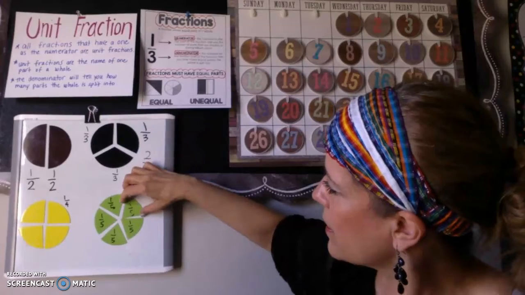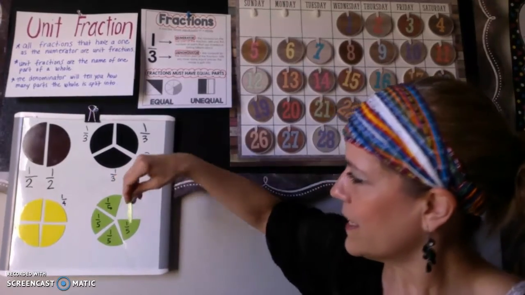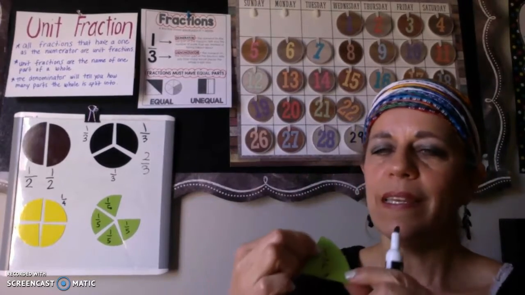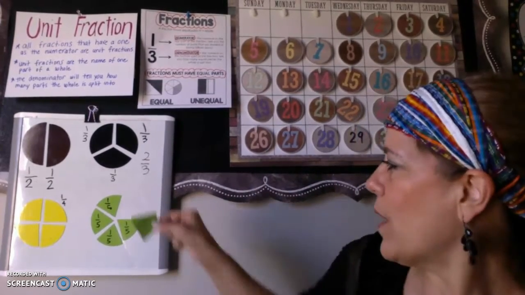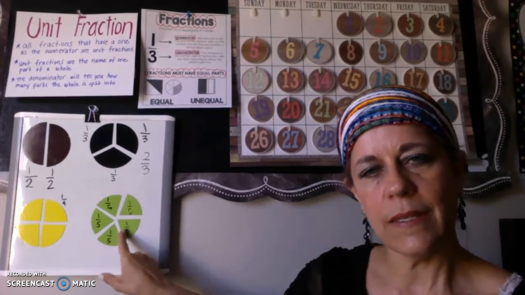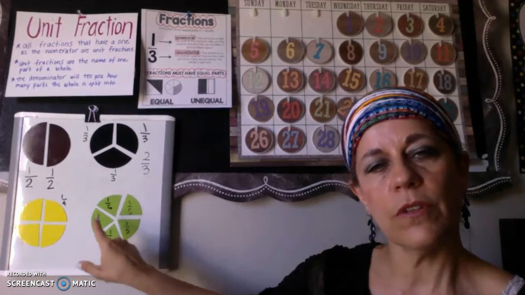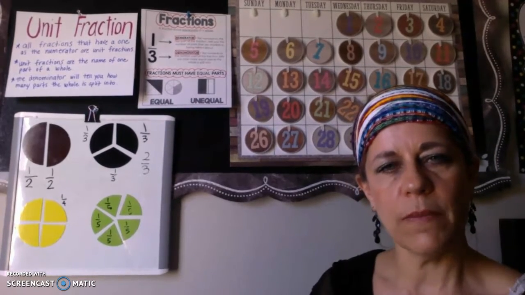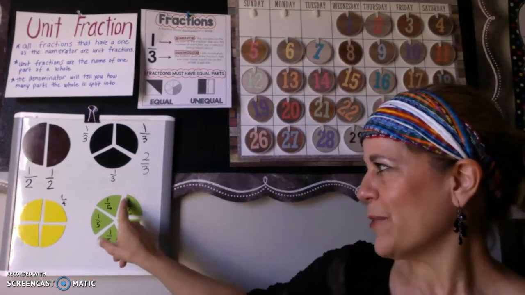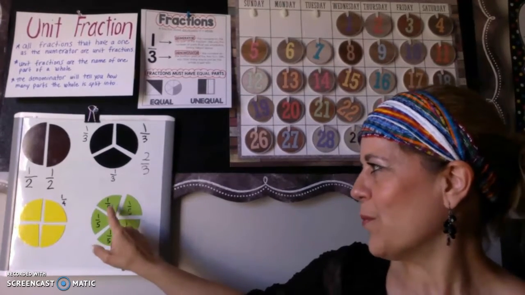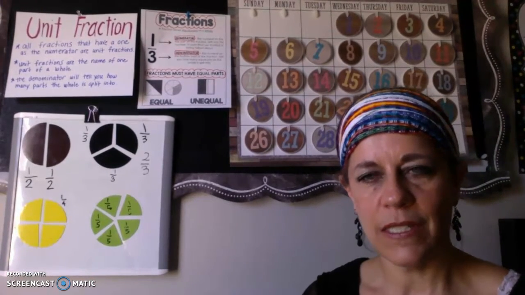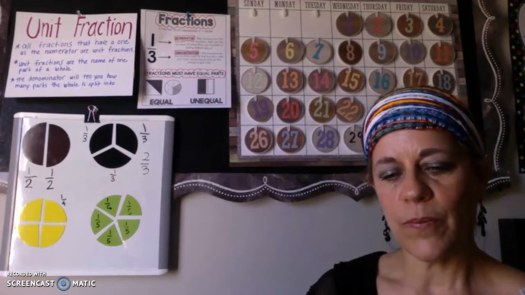So here are my 1/5. Here I'm holding a unit fraction because there is a 1 as my numerator, 1/5. How many unit fractions make up this green circle? This is a unit fraction because there's a 1 as the numerator. 1/5, 1/5, 1/5, 1/5, 1/5. 5 unit fractions make up that green circle.